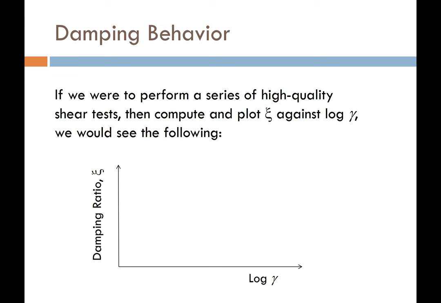So if we were to do the same thing we did before with modulus reduction curves, but this time for every cycle of cyclic strain we computed that ratio and calculated the damping ratio, what we would see is behavior that looks like this. And we call this behavior the damping curve. So as strain increases, the soil loses its stiffness, becomes damaged, and as the soil fabric and structure becomes damaged, the damping of the soil increases.